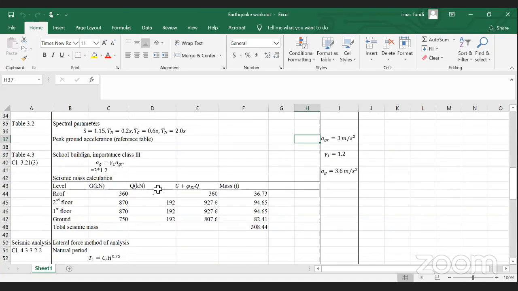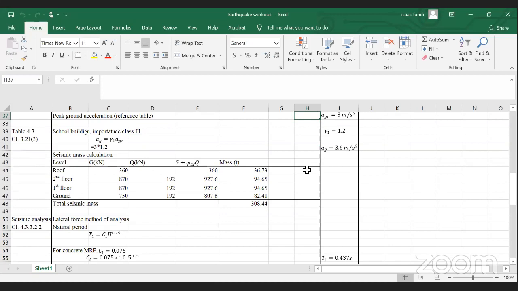With those values, we then refer to table number 4.3 to determine the importance class of our structure. We have been told that this building is going to be used as a school building. So the code provides that it falls under importance class 3 with a factor of 1.2. Out of it, I can get the ground factor, which is a multiplication of γ1 and agR, and that gave us a value of approximately 3.6 meters per second squared.